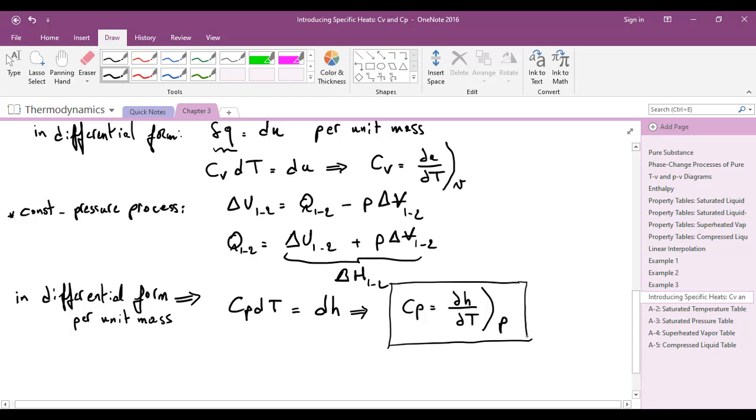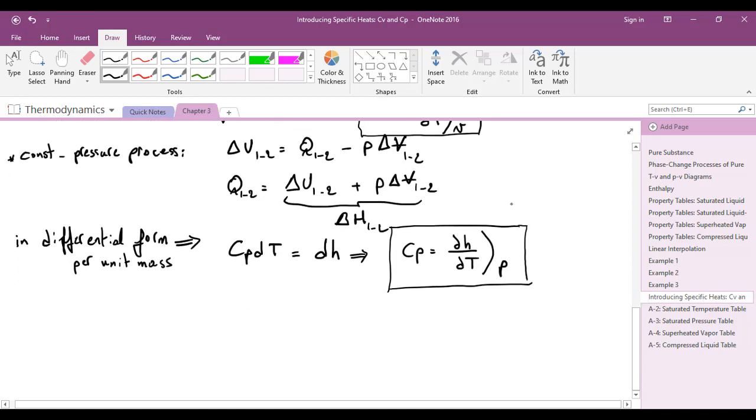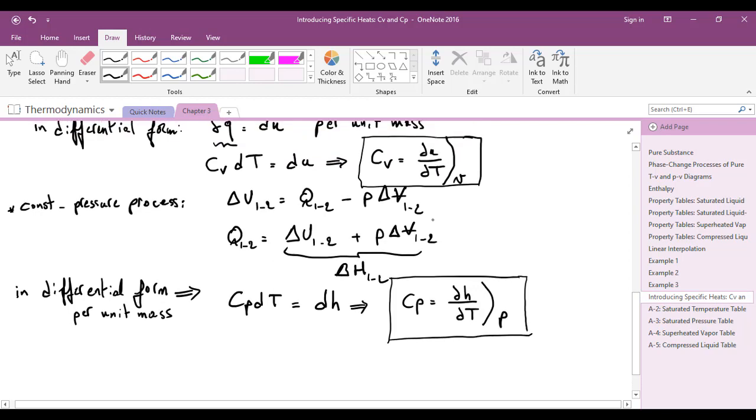So now the specific heat at constant pressure and at constant volume can be written with respect to thermodynamic properties. Of course Cv and Cp both depend on the temperature and the pressure, since as we know the properties of internal energy and enthalpy depend on temperature and pressure.